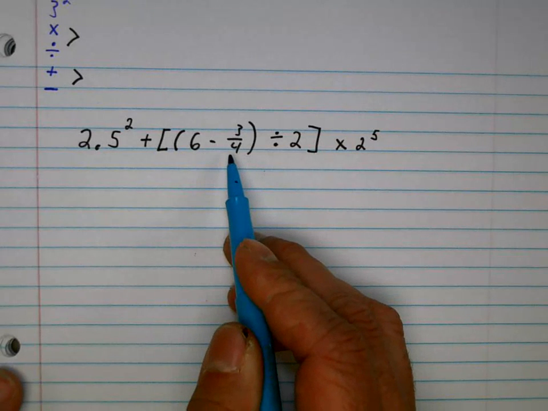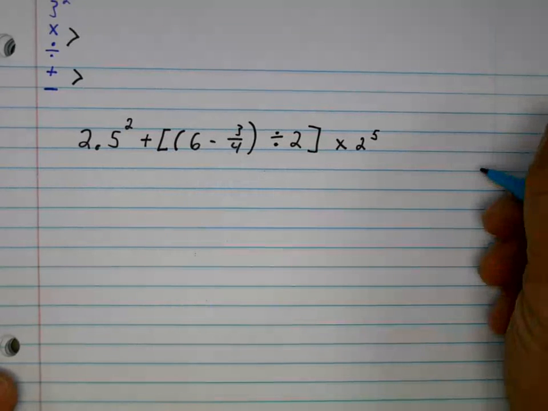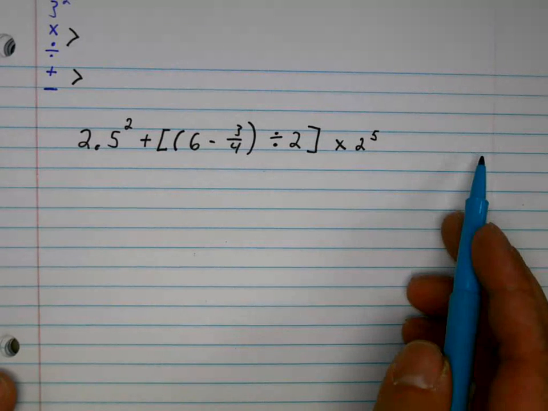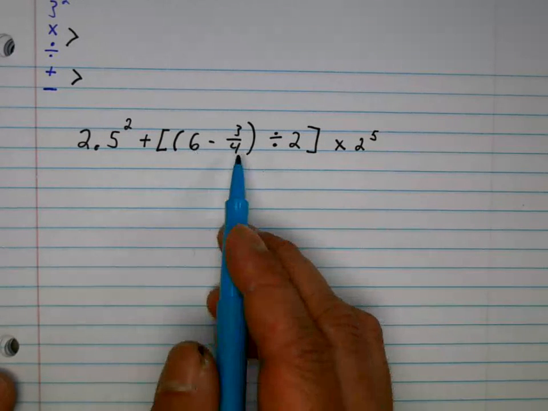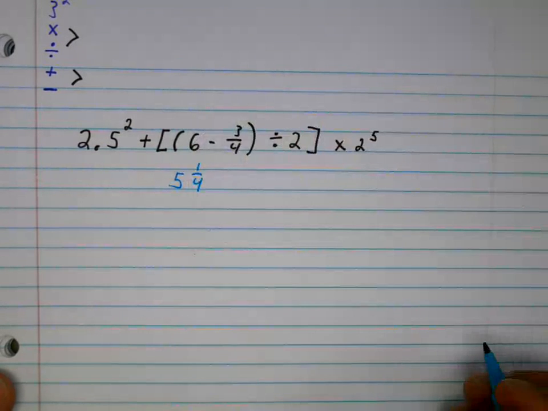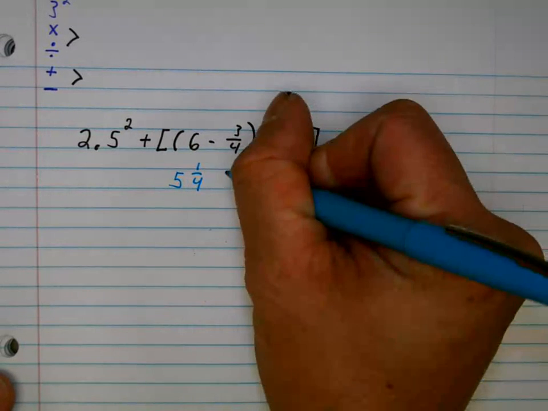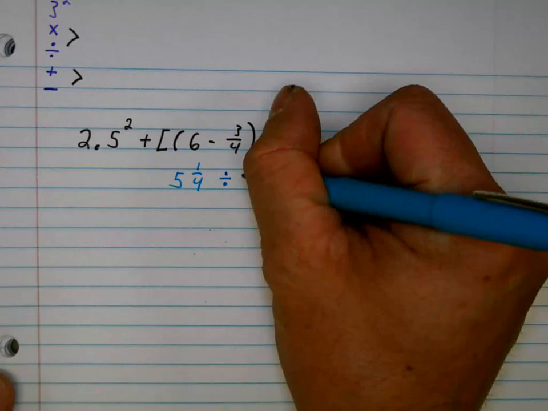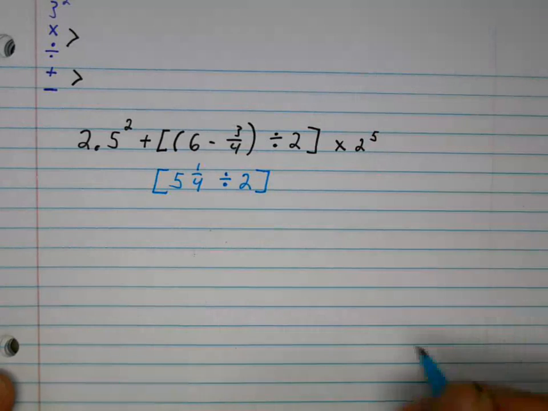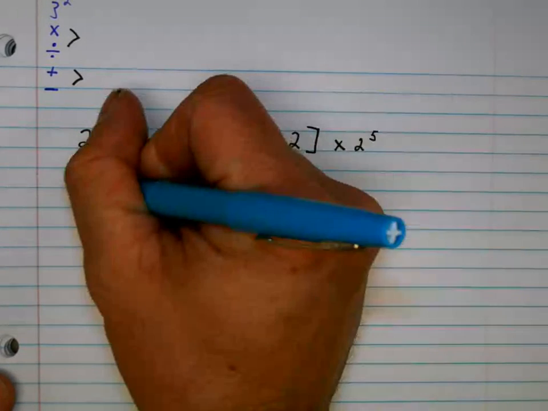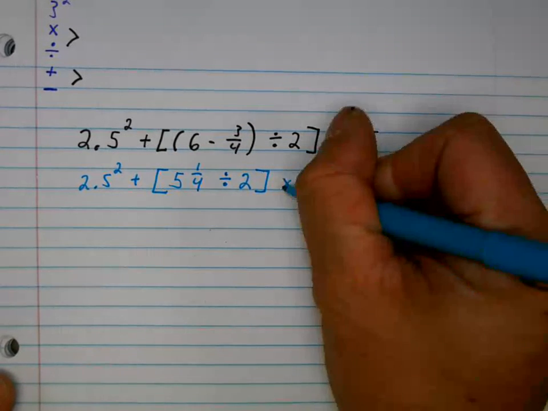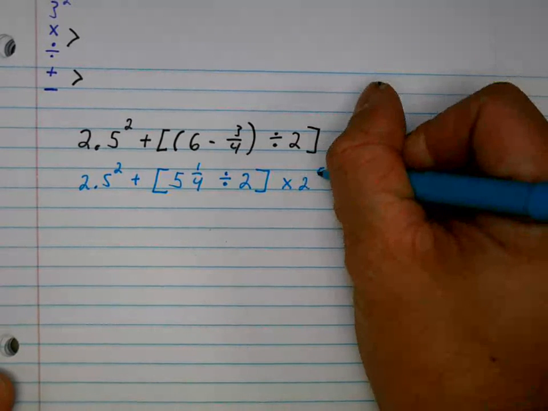So I'm going to go ahead and do that on the side of the paper, which again, you should be doing. So after you've done it on the side of the paper, you'll know that 6 minus 3/4 would be 5 1/4. And I'll rewrite the rest of the problem, because I'm not going to do more than one step at a time. Divided by 2, close my brackets, and I'll rewrite the rest of this, plus 2 5/10 to the second, and then times 2 to the 5th.